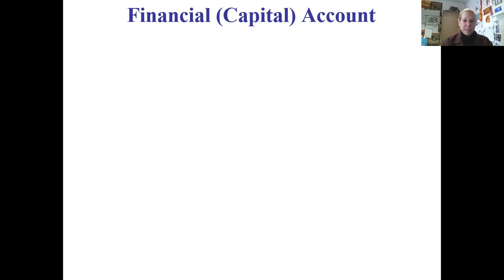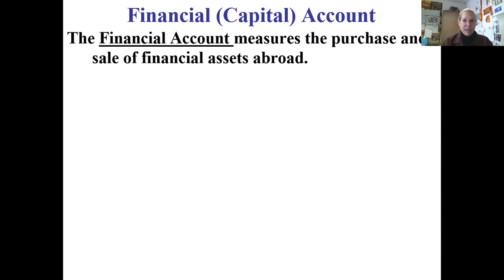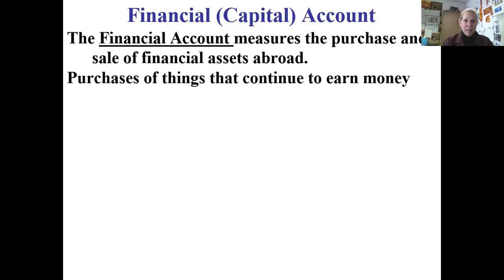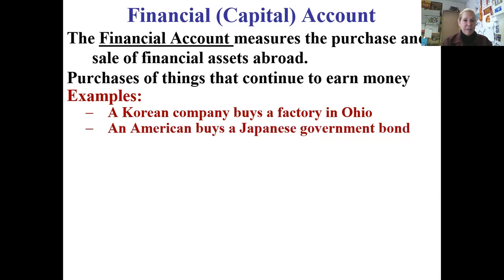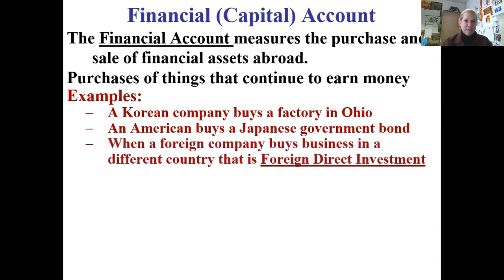Financial or capital account. The financial account measures the purchase and sale of all financial assets abroad. Purchases of things that continue to earn money. For example, a Korean company buys a factory in Ohio. An American buys a Japanese government bond. When a foreign company buys business in a different country, that is foreign direct investment.